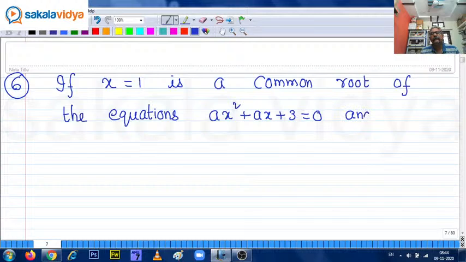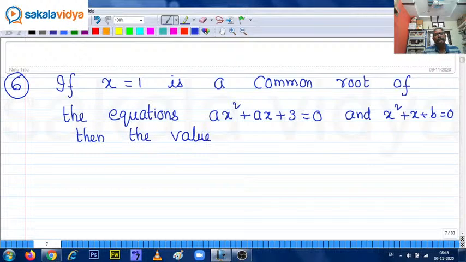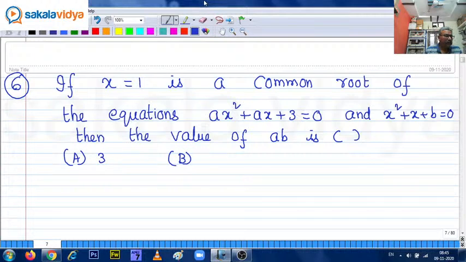and x square plus x plus b equals to 0, then the value of a into b, ab, is option A 3, option B is 3.5, option C is 6, option D minus 3.